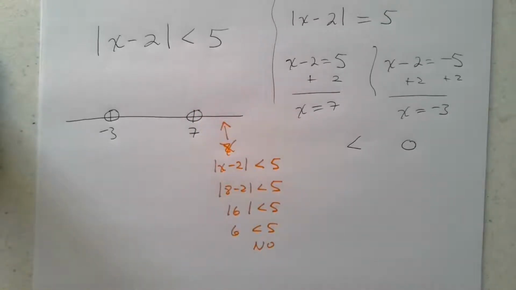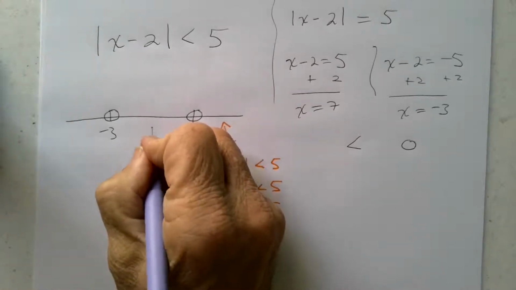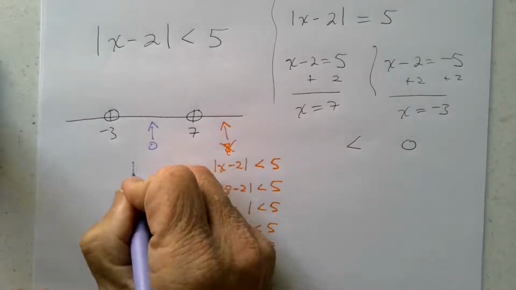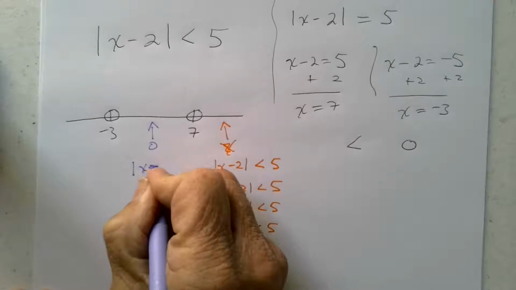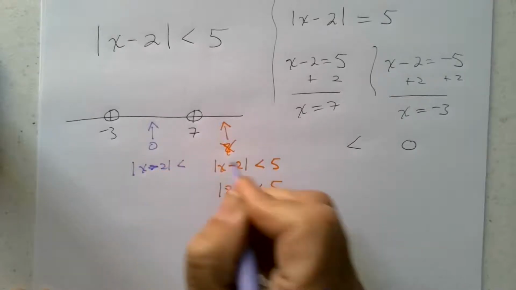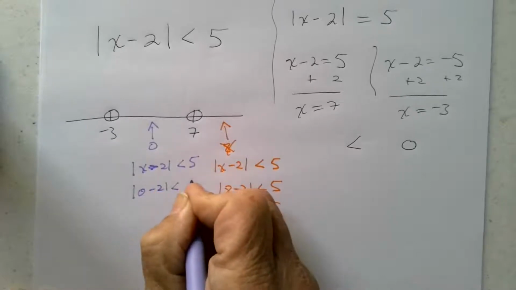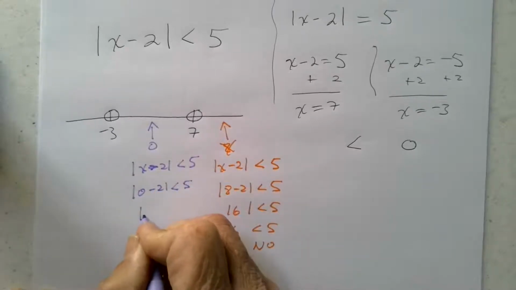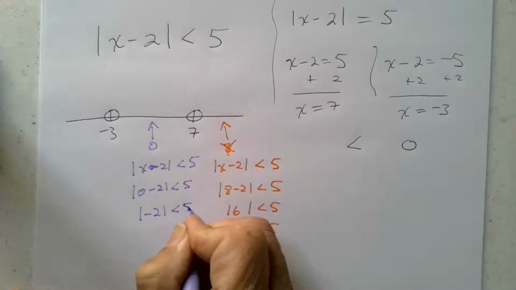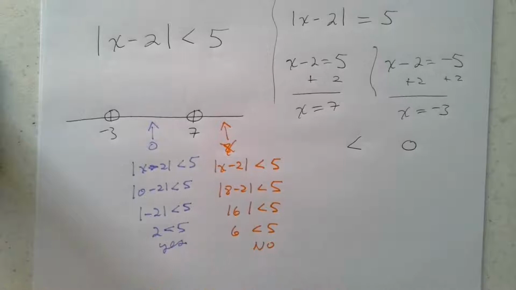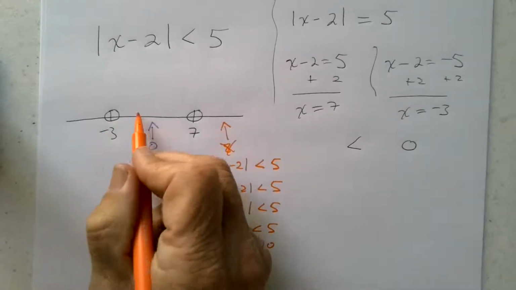Between negative 3 and 7, the obvious number to choose is 0. 0 is always a favorite for us to choose. So again, we look at absolute x minus 2. Is that less than 5? Is absolute 0 minus 2 less than 5? Absolute 0 minus 2, absolute negative 2, is that less than 5? Is 2 less than 5? That's true, that's yes. So I will shade in between here. So this gets shaded.